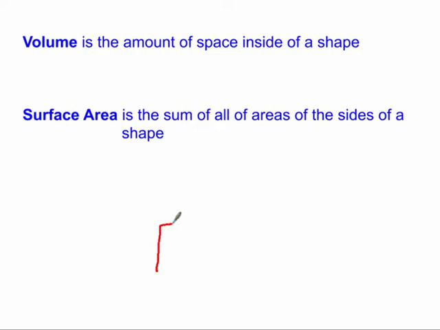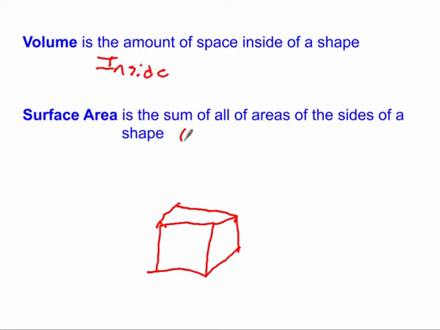So let's make a simple 3D figure here. If I draw a cube, all right, forgive me for a pretty bad drawing here, but let's say this is a cube. Volume would be all of the area inside of the shape, and surface area is just the area on the outside of the shape. So volume is always inside, and surface area is always outside. That is going to be the key thing to remember.